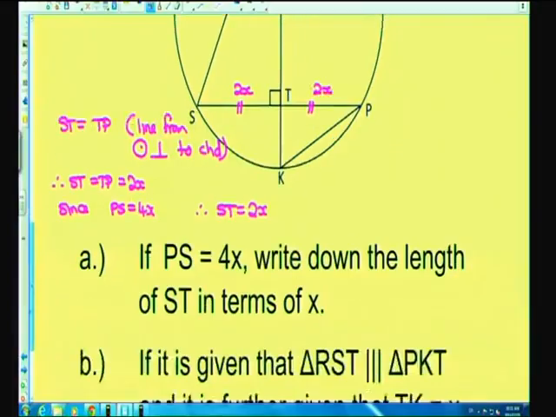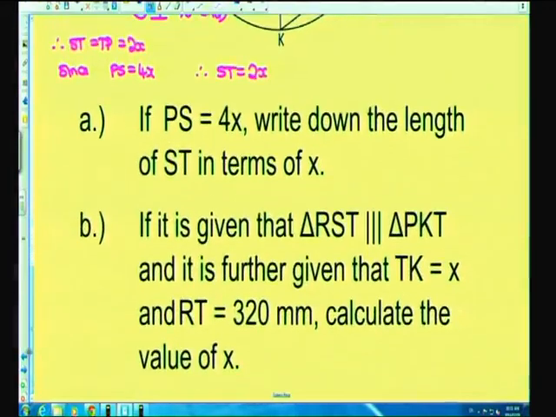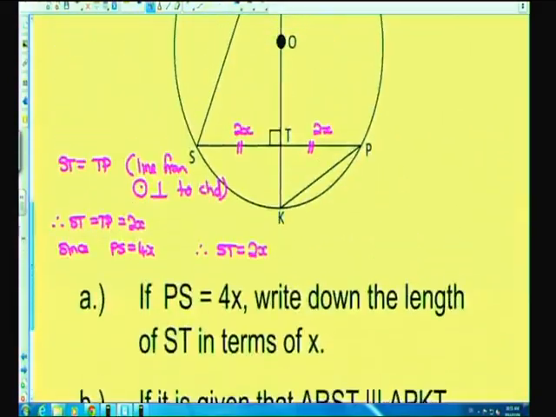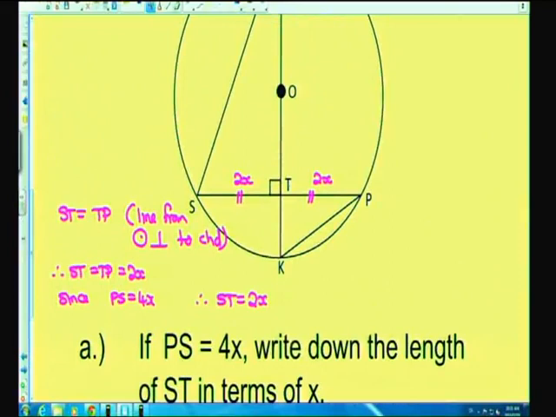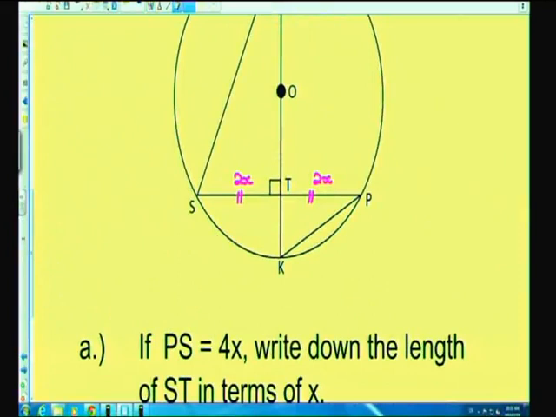Let's see what the second part asks. It says it's further given that RST is similar to PKT, and it's further given that TK equals x and RT equals 320 millimeters. Calculate the value of x. Now that's lovely. We need to fill in some stuff on this drawing before we go anywhere. So let me just erase what we had here. I can leave the 2x's in because we needed that. And let's get ourselves another color and let's go looking for what they told me again.